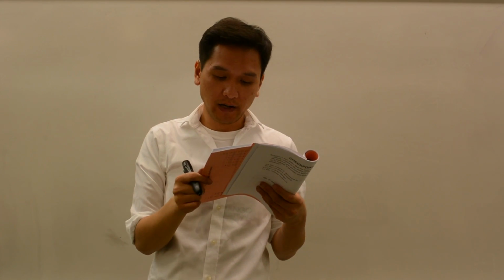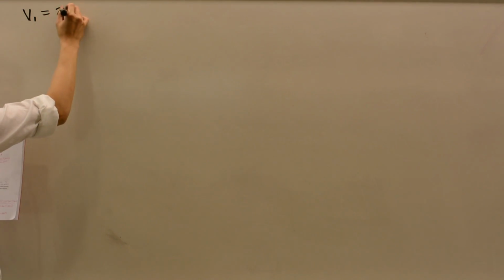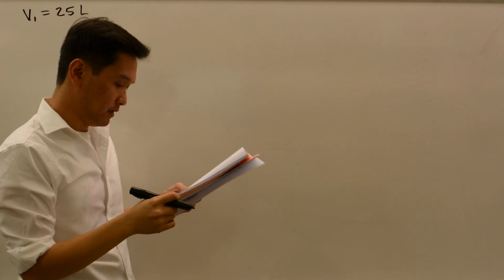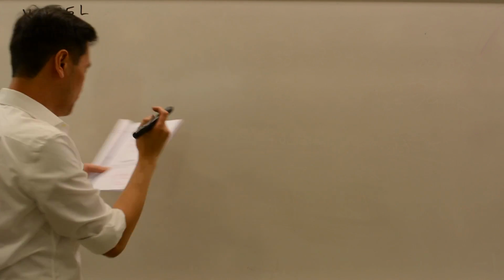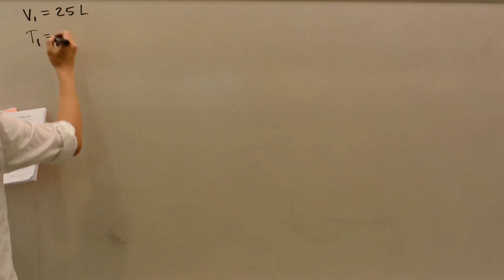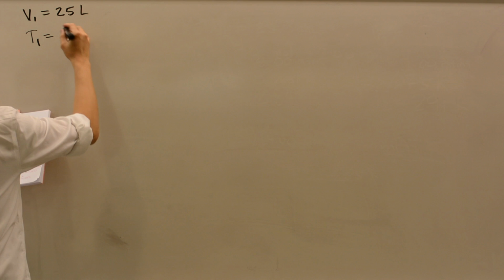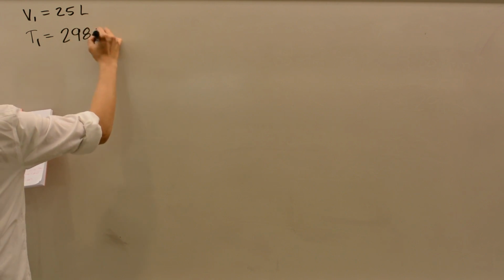Finally, let's do a checkpoint using combined gas law. Again, we're going to state everything that we know, or is given to us. A weather balloon leaves the ground with a volume of 25 liters, so that's V1. At 25 degrees Celsius, so that's T1. Okay, 25 degrees Celsius is 298 Kelvin.